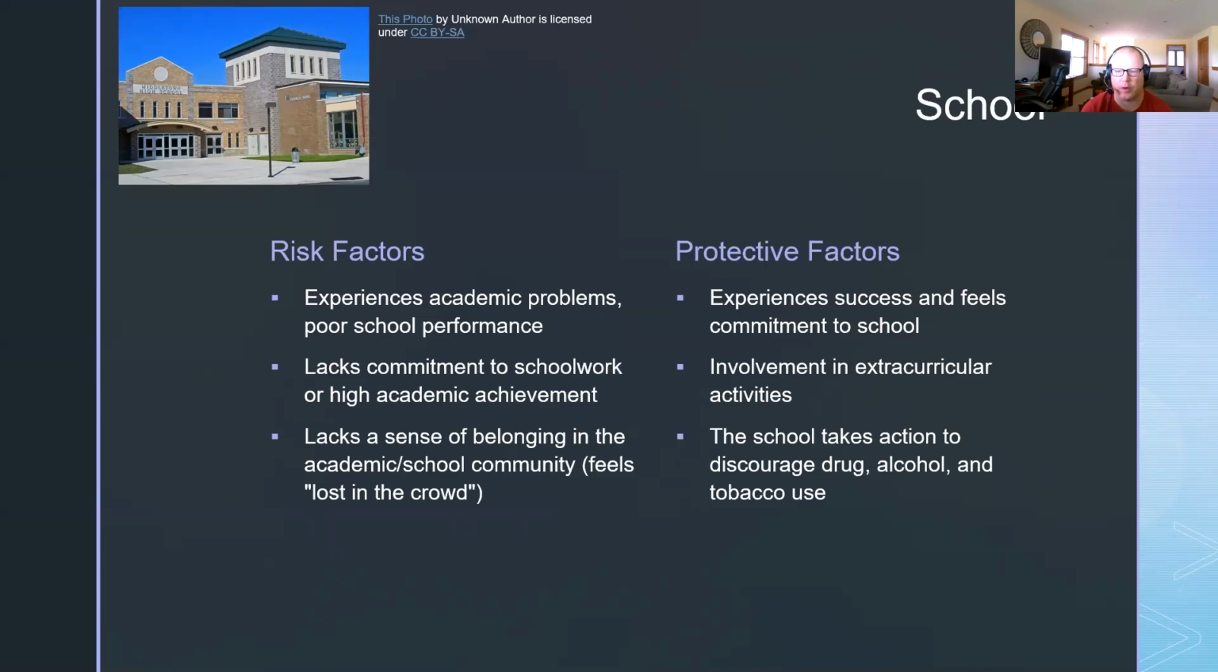Protective factors: experiences success and feels commitment to school, involvement in extracurricular activities, kind of like I mentioned, and the school takes action to discourage drug, alcohol, and tobacco use. So if the school has a zero tolerance where individuals that are using, abusing are being held accountable, then that is a good protective factor to have.